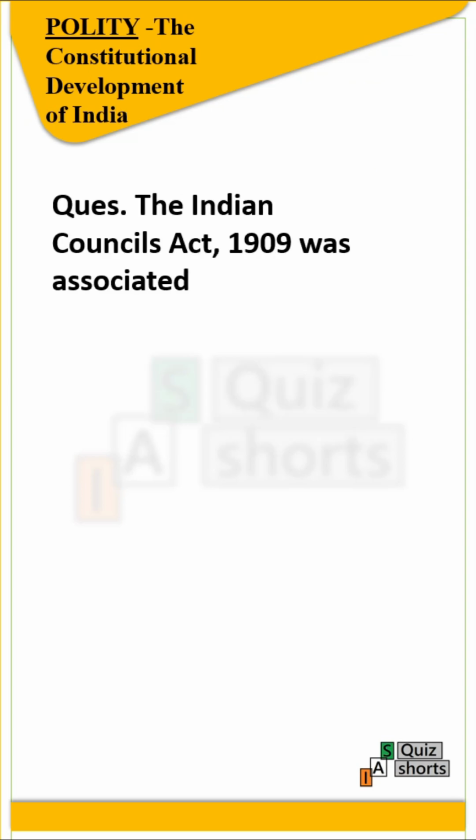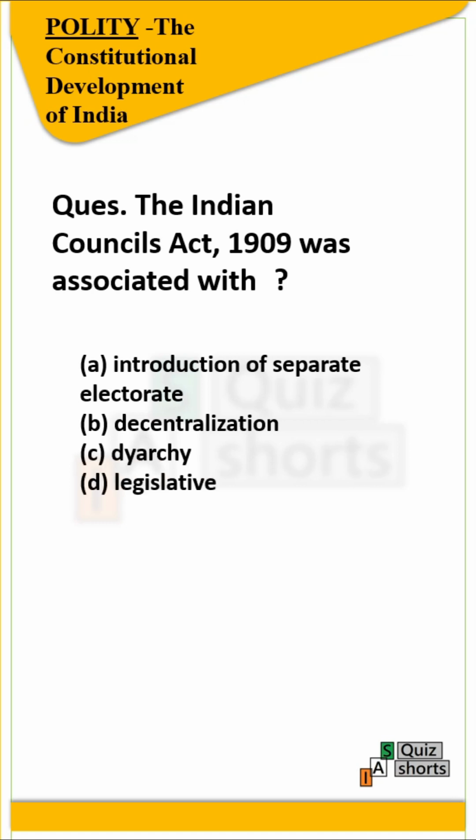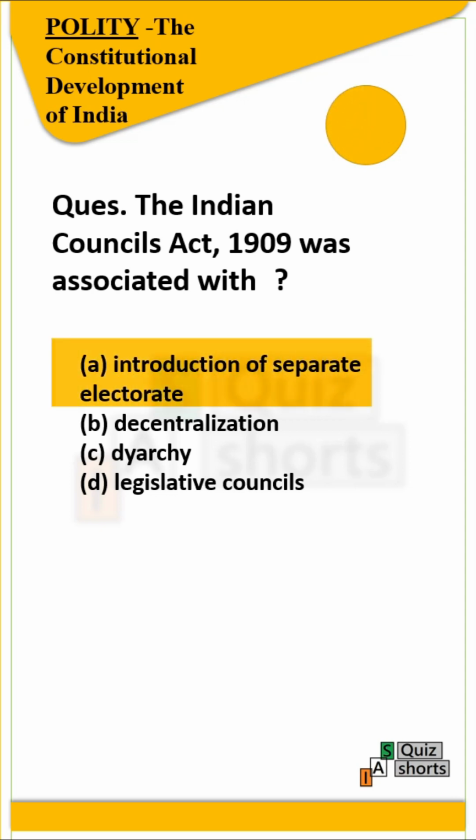Question. The Indian Council Act 1909 was associated with: A, introduction of separate electorate; B, decentralization; C, diarchy; D, legislative councils. Answer is option A, introduction of separate electorate.